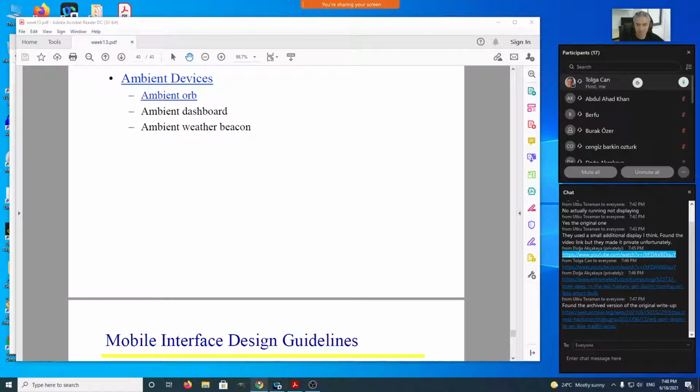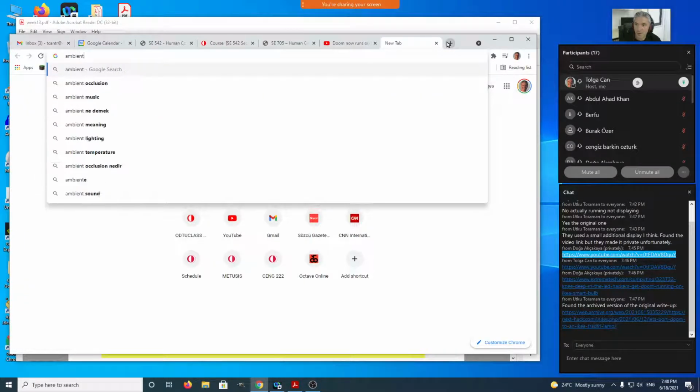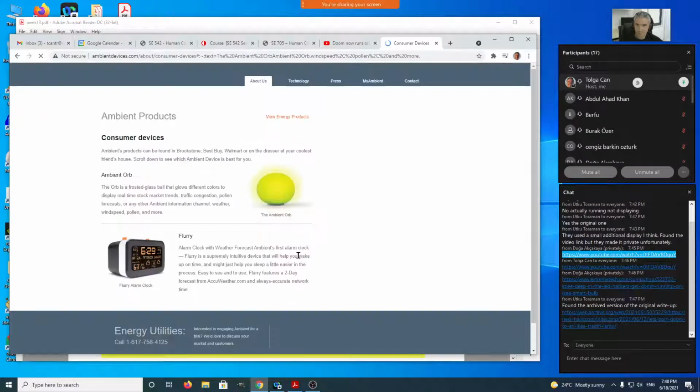Let me search for Ambient Devices. Ambient Orb. It's this one. This is the image. So they still have a running website. I don't know whether it's sold or not, maybe on Amazon. So they have an alarm clock. This was the Ambient Orb.